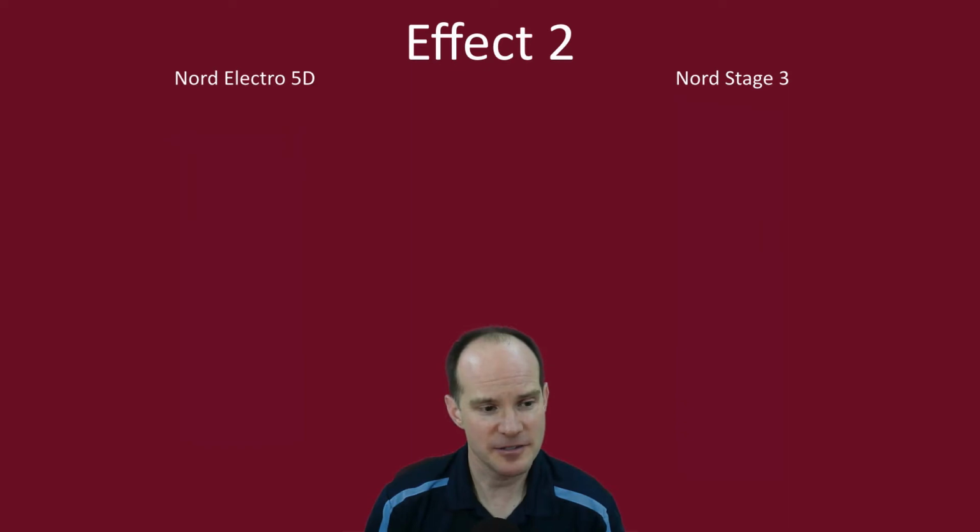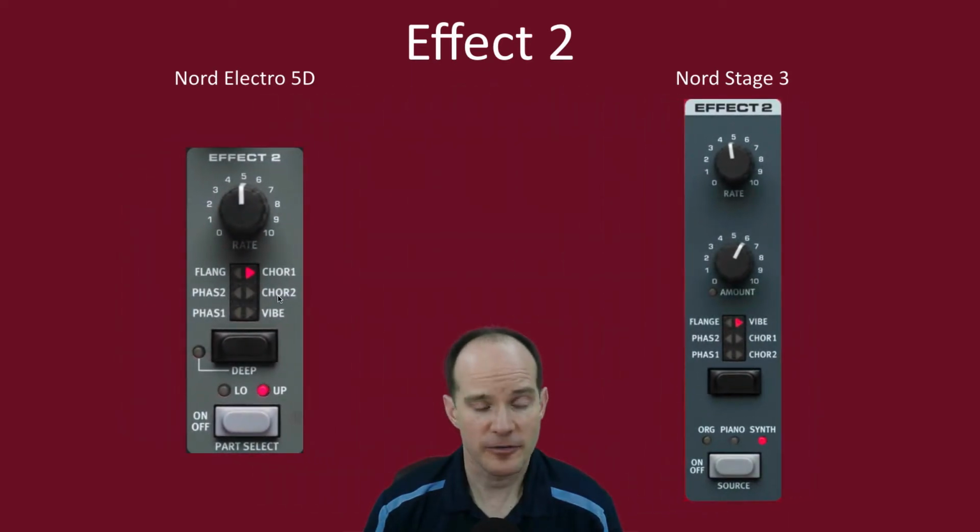All right, Effect 2. On the Nord Electro 5, you have phase 1 and 2. You have flange, chorus 1 and 2, and vibe. Essentially the same thing with the Stage 3. You've got phase 1 and 2, flange, chorus 1 and 2, plus vibe. Notice here you have an option to do deep, which is more emphasis. I believe that this knob here will do the exact same thing, but in finer granularity. So that's Effect 2. Let's go take a look at that.